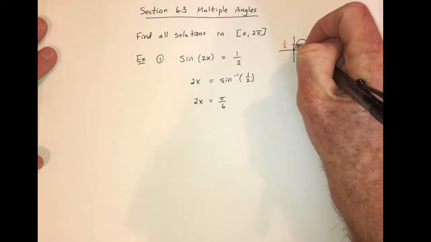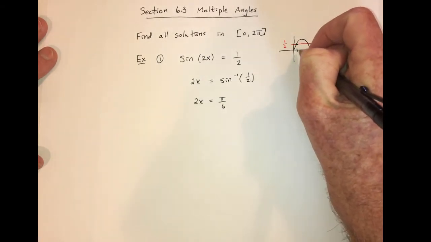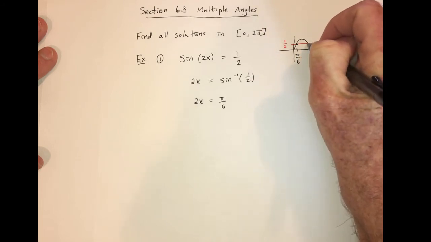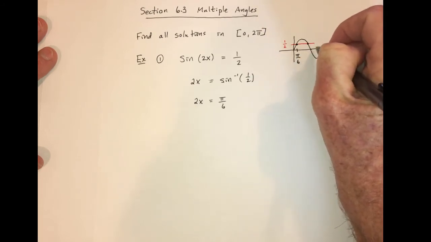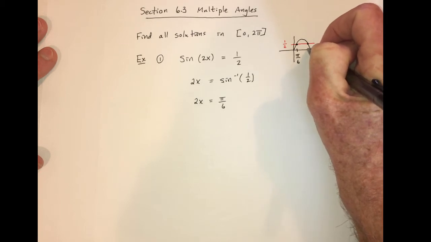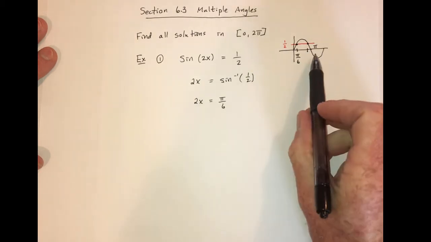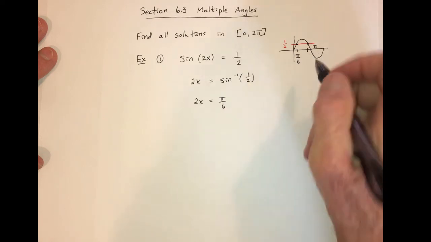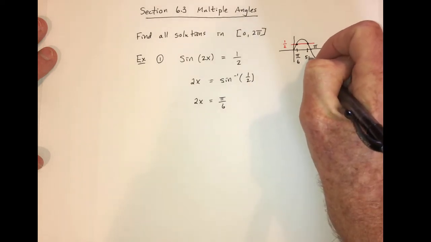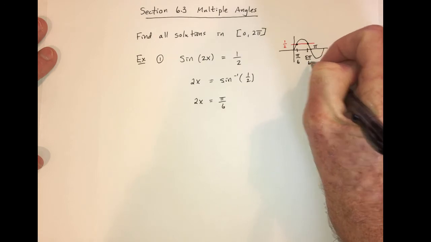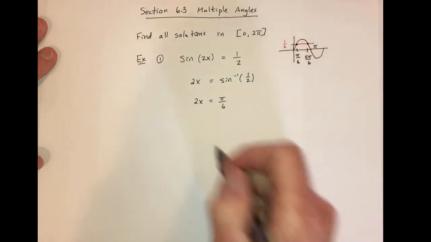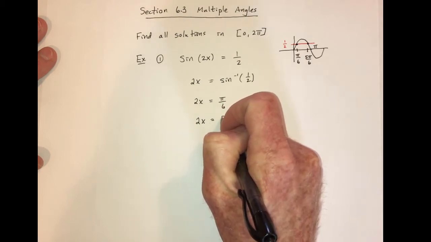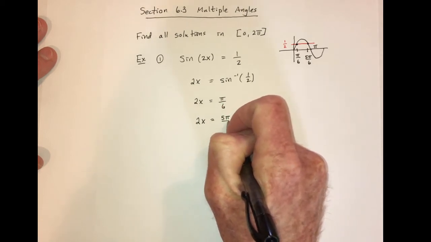So looking at this graph, that means that this is pi over 6. There's a second solution right here, which is actually to the left of pi. So if you take pi and subtract pi over 6, this answer will be 5 pi over 6. So another solution is going to come from 2x equals 5 pi over 6.